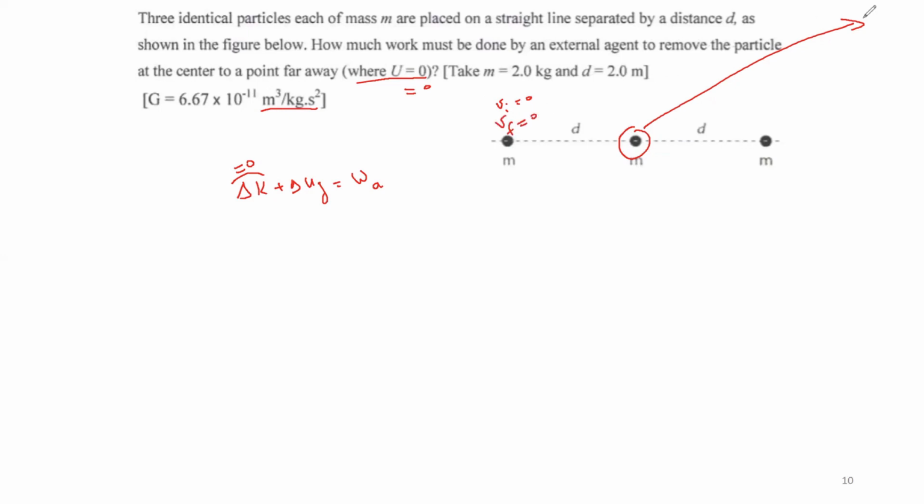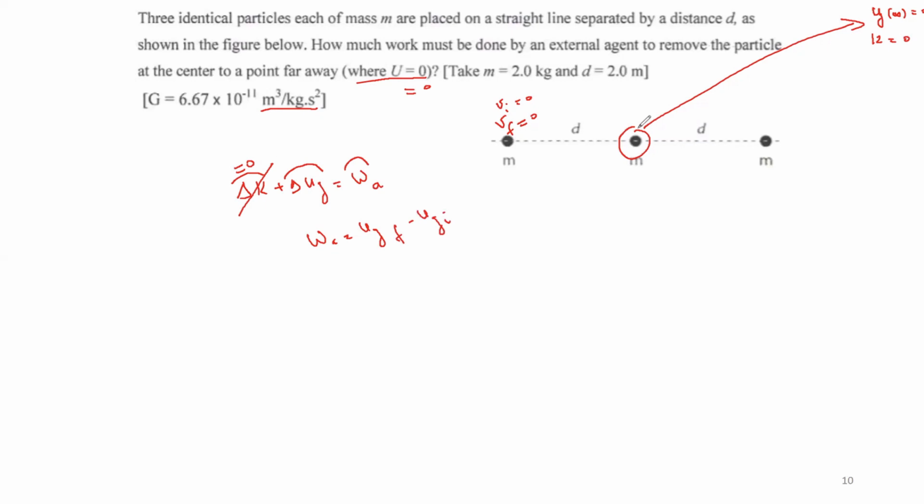At infinity, the gravitational potential energy, of course, is 0, as said in the problem, but also the kinetic energy is 0, because at infinity, we will stop anyway. You will start at some point. So the change in kinetic energy is 0. Here, what I need is the change in gravitational potential energy. And the work that I apply is equal to the change in gravitational potential energy. Now, that means work applied is UG final minus UG initial.